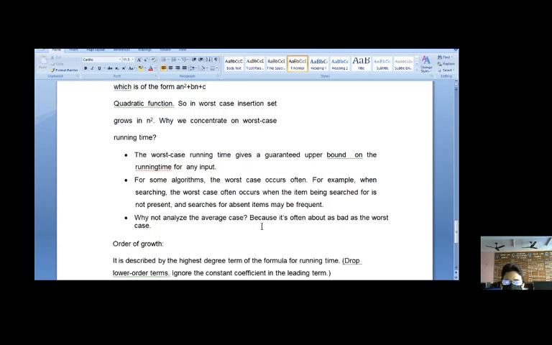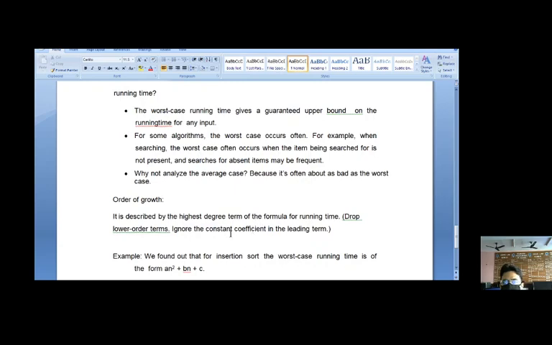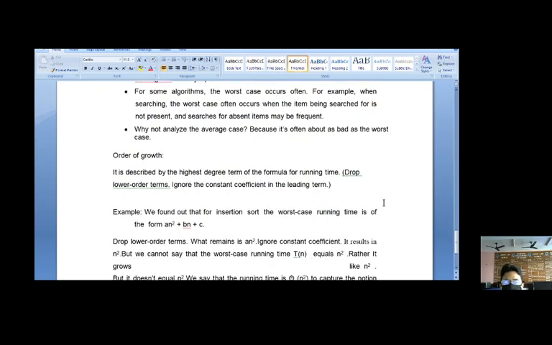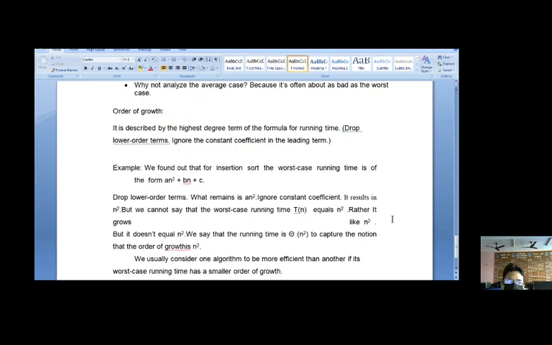So why not analyze the average case? Because it is often roughly as bad as the worst case. In the average case, it also behaves the same way, and it is described by the highest degree term of the formula for the running time growth. So we have found that for insertion sort, the worst case running time is of the form an square plus bn plus c, and in the best case it performs linearly. It shows linear growth of order theta.